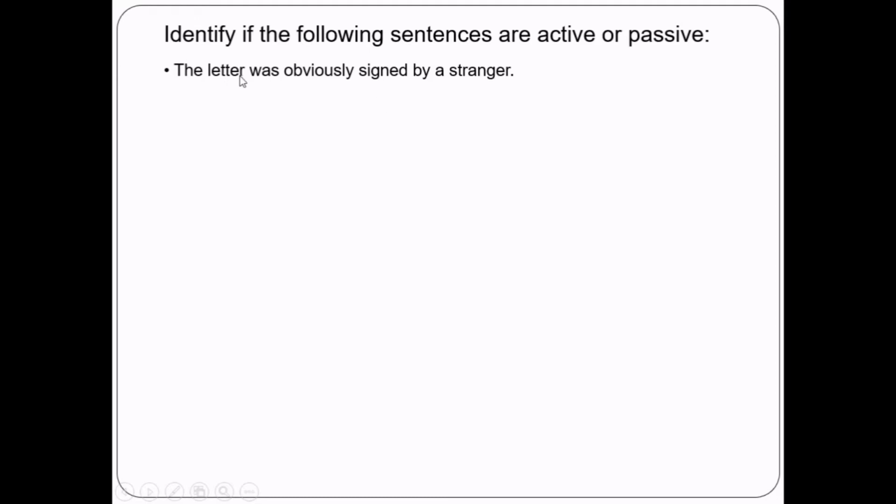In this construction, what we'd like to emphasize is the letter and not the stranger who did the signing. So if you want to change this to the active voice, then you can say the stranger obviously signed the letter. It's a matter of rearranging the constituents.